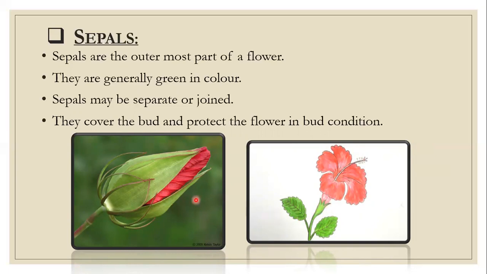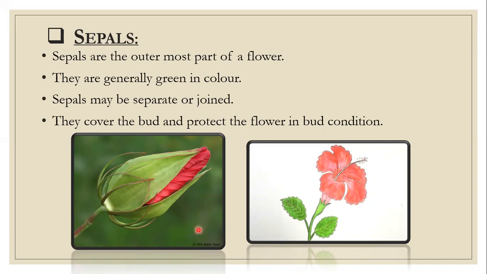But here in this bud, we can separate the sepals. That means in some flowers, the sepals can be separated, and in some others, they are joined together. But generally their color is green, and their function is to protect the flower in the bud condition. Bud is the condition before the flower opens up.